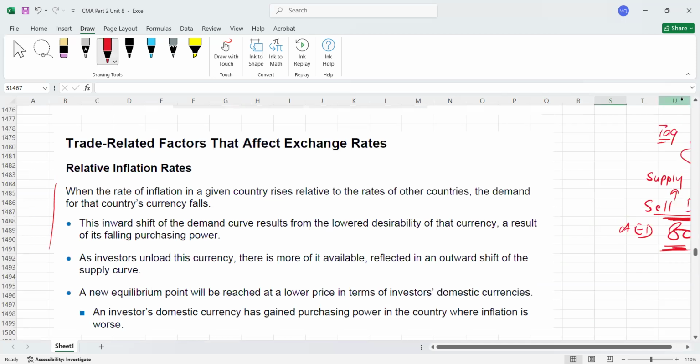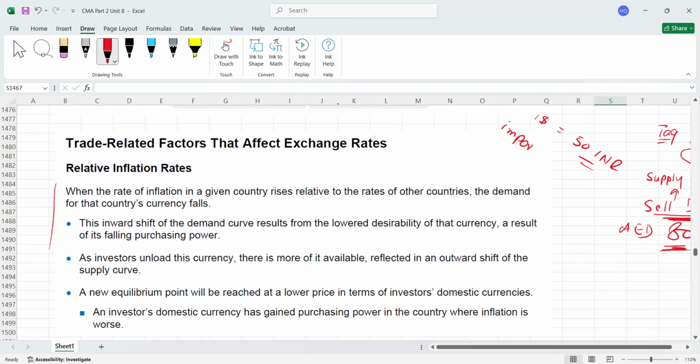So now, guys, the starting point is that you are living in India and today the spot rate is at equilibrium: $1 is equal to 50 Indian rupees. Now please remember here, I'm also adding some information.